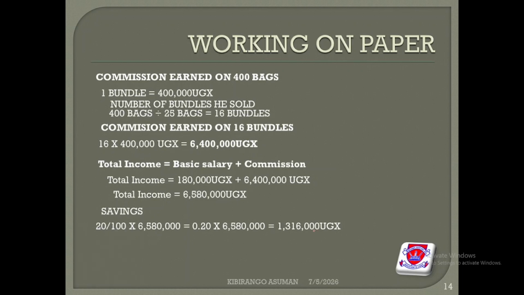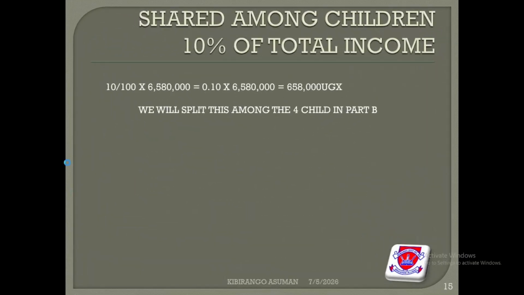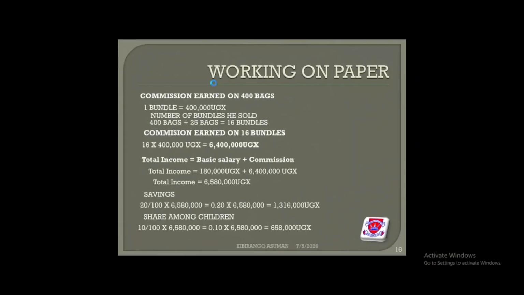And this is 1,316,000 shillings. So the next thing will be to find out the shares of the children. The children get 10% of the total income, so we need to find out 10% of the total income. Remember that we have just found out the savings.